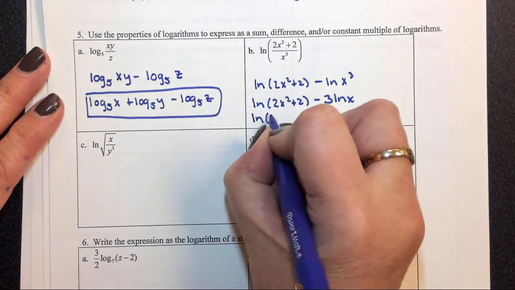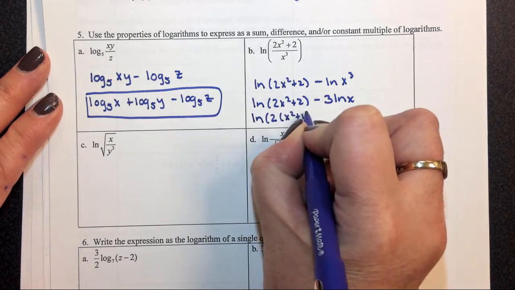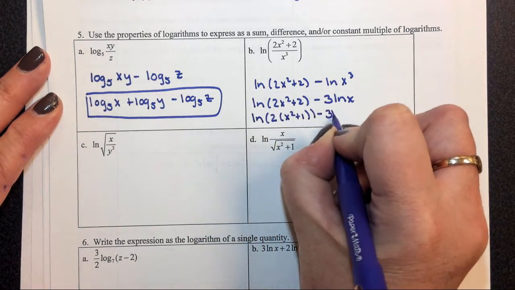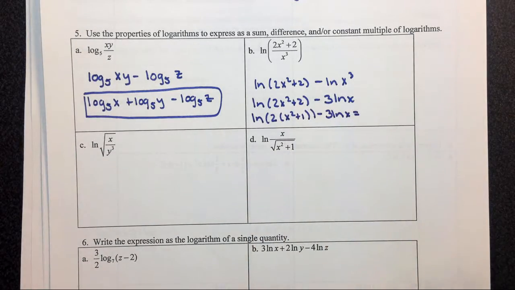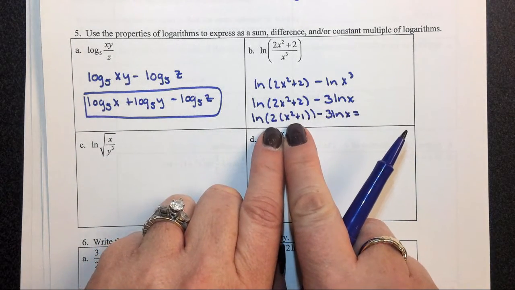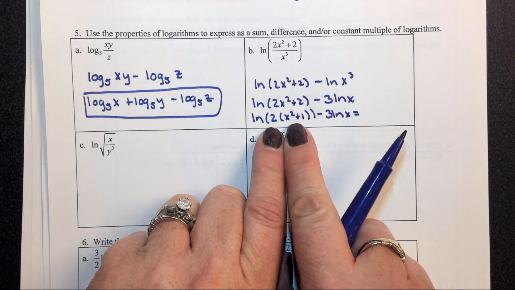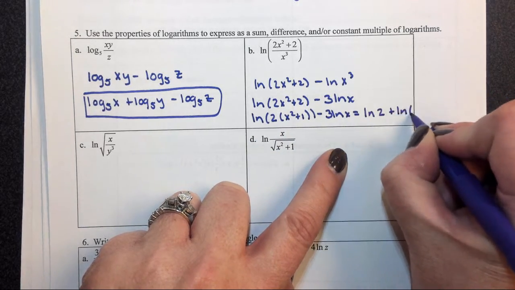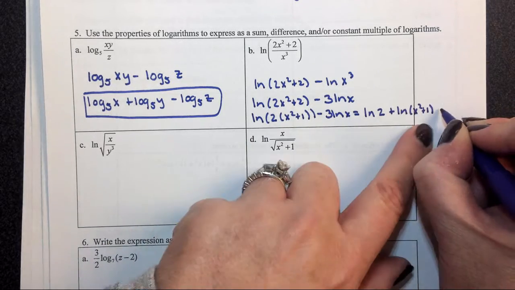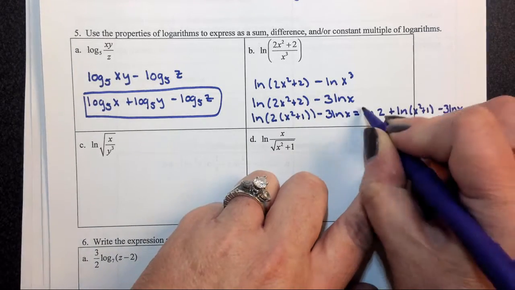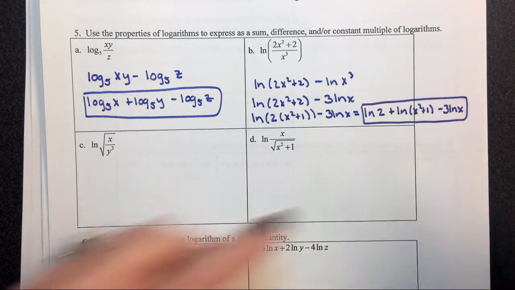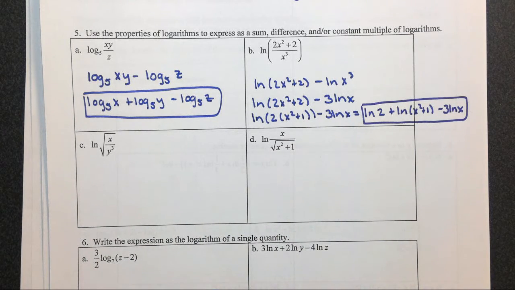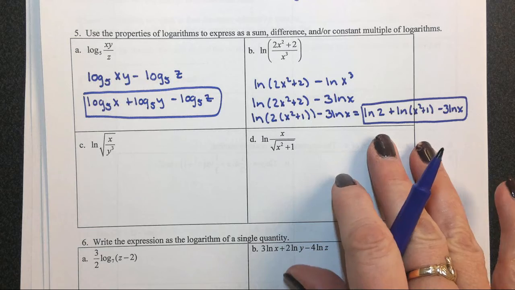So I have the natural log of 2 times x squared plus 1 minus 3 times the natural log of x. Because now notice you have a product on the inside of the logarithm. So now you can expand this out even further by writing this as the natural log of 2 plus natural log of x squared plus 1 minus 3 times the natural log of x. So when you see that plus or minus sign on the inside of the logarithms, before you immediately say you can't do anything else, if you can factor, do your factoring. All right, any questions on part B?